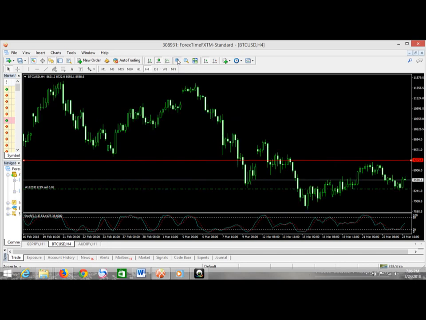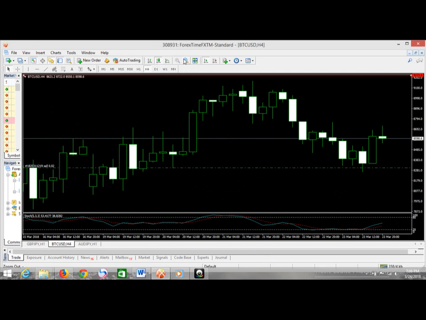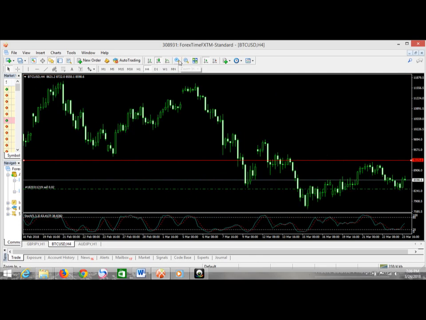Then you can zoom in or zoom out. You see that there are candles, some kind of candle formations. I will explain what the candlesticks are all about, and that's what you're going to be using to determine the trade that you're going to trade.